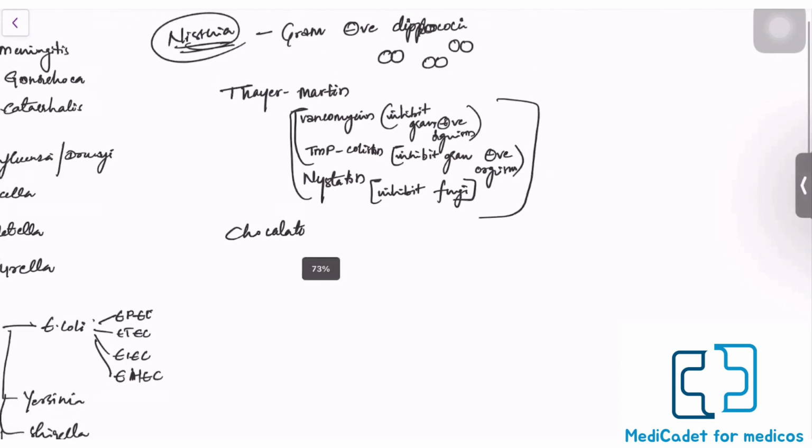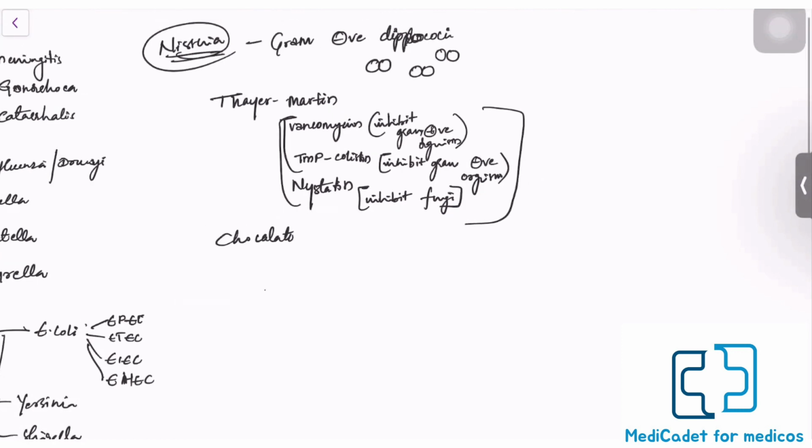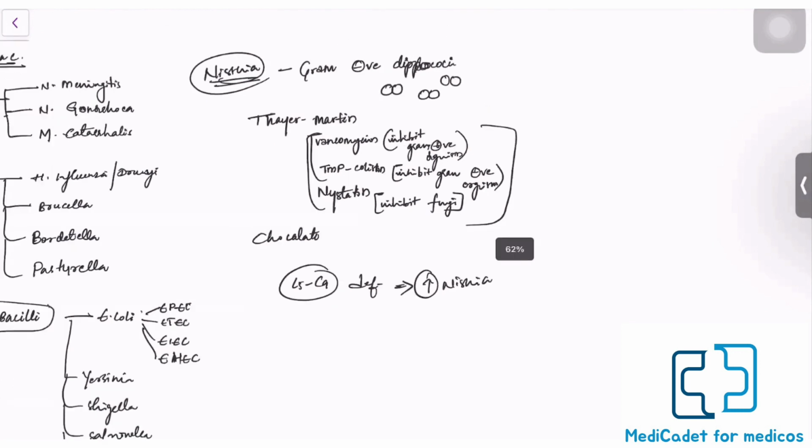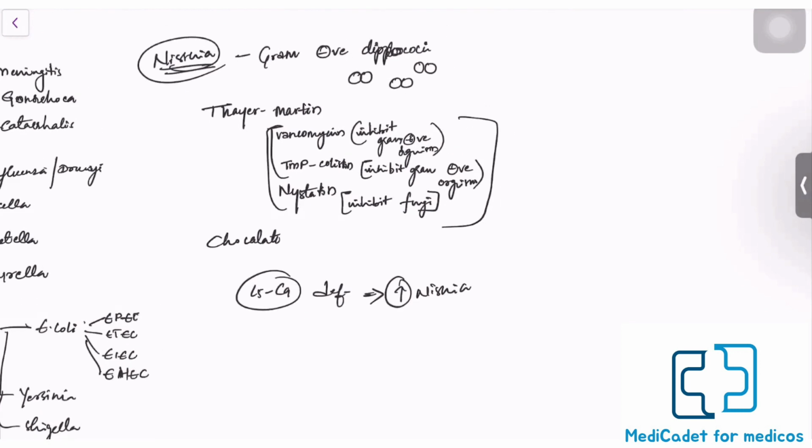And one more thing. Late complement deficiency, C5 to C9, will increase the risk of Neisseria infection, both meningitis and gonorrhea. And then what are the virulence factors? I'll discuss that bug-wise. So I'll start off with Neisseria meningitidis.